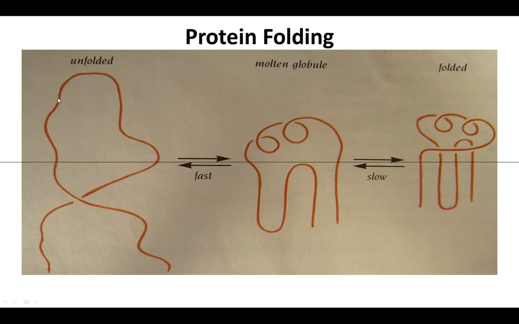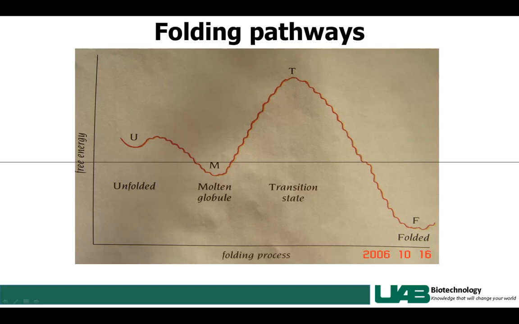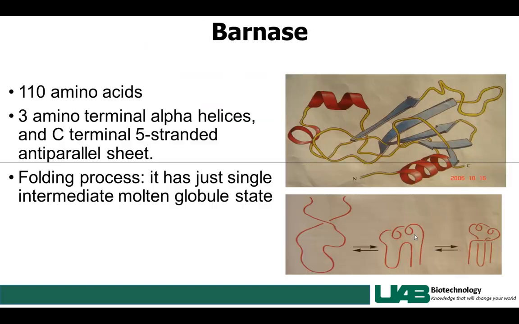And that is, you go from unfolded protein to a molten globule to folded protein, with the use of one single intermediate. And if you were to plot it out in terms of free energy versus folding process, you go from unfolded protein to a molten globule with a lower energy than where you began, to a transitional state that is higher than the two previous states, to a final folded state which is even lower in energy than the molten globule state. And so this is the essence of protein folding.